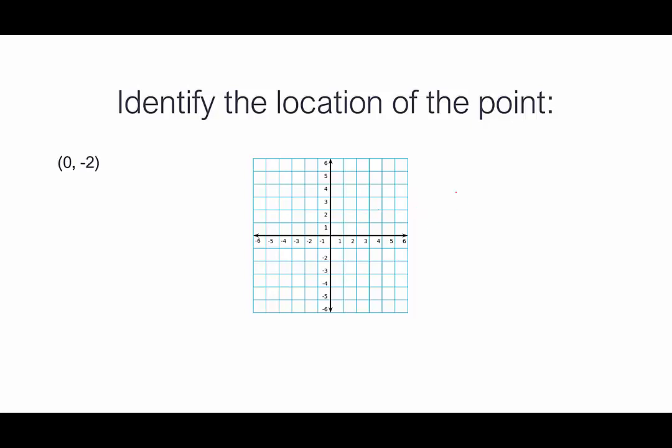How about this one? We have 0, -2. So 0 is our x-coordinate, and it's telling us don't go left or right. And -2 says, okay, well, from the x-axis, go down 2 units. So it would be right here, and really any point that's on this line would be located on the y-axis. So we would say the location of this point is the y-axis.